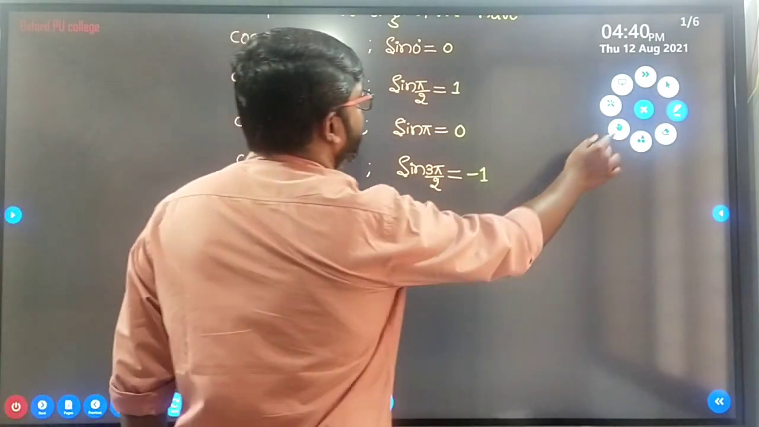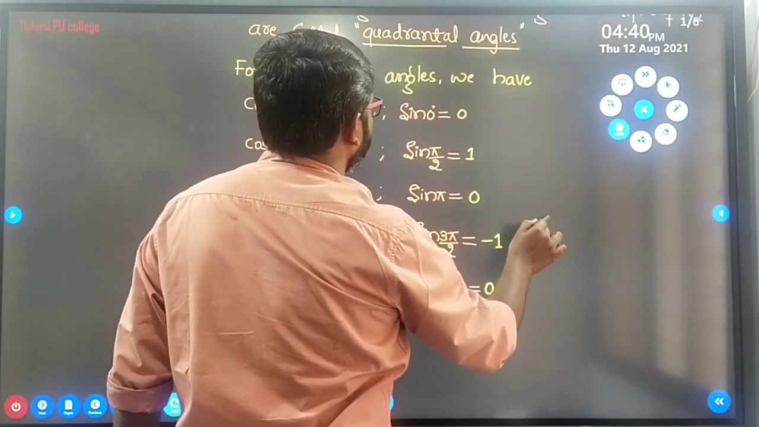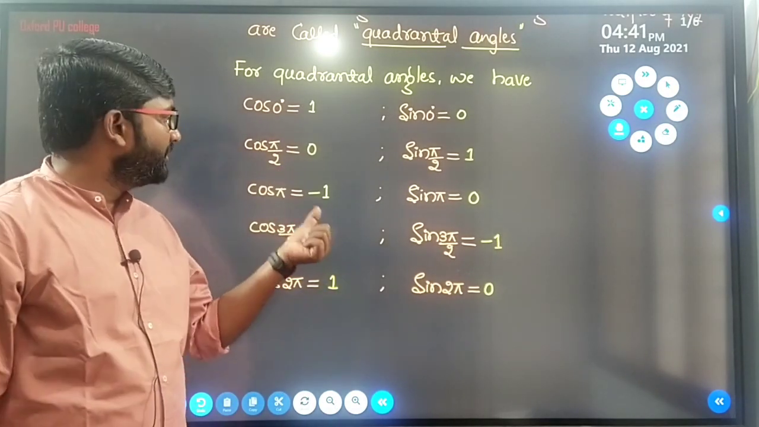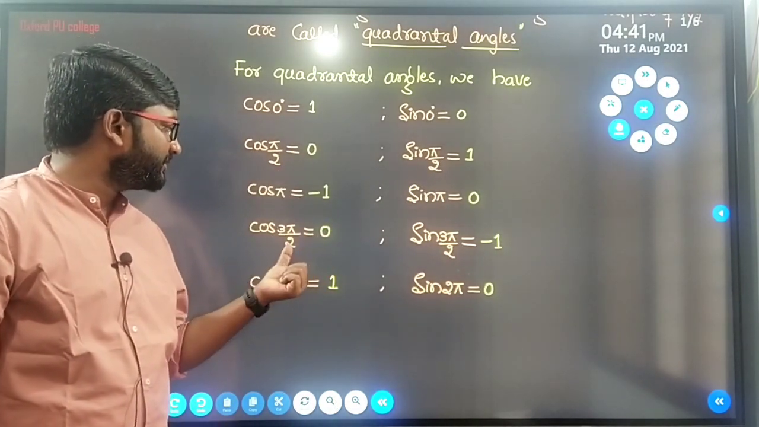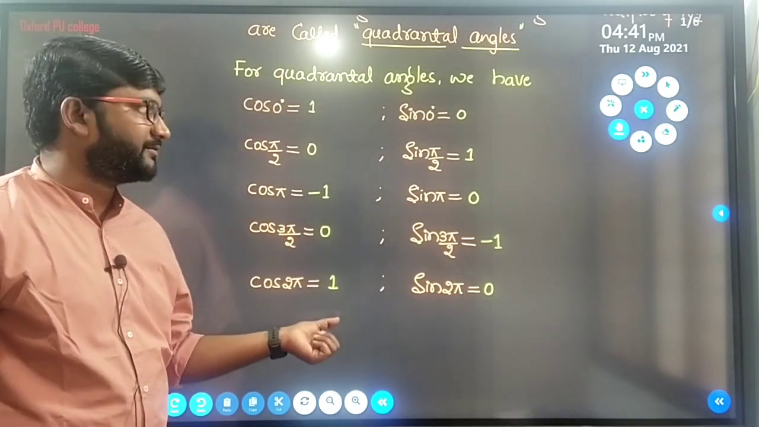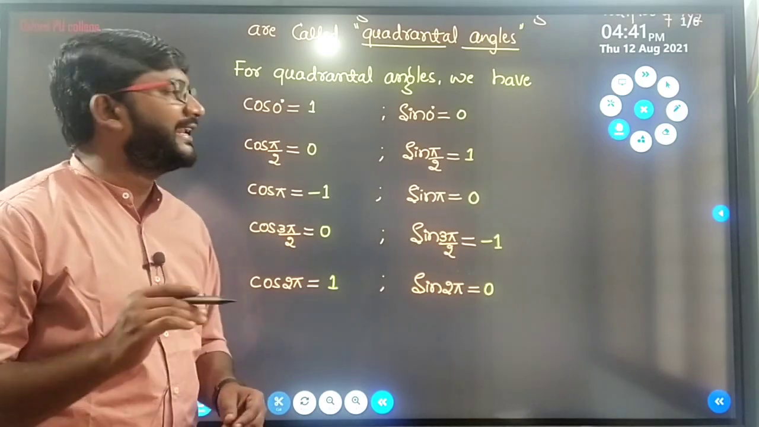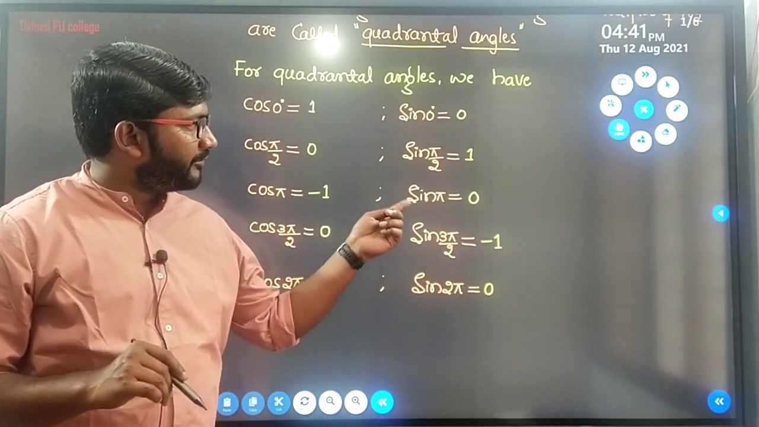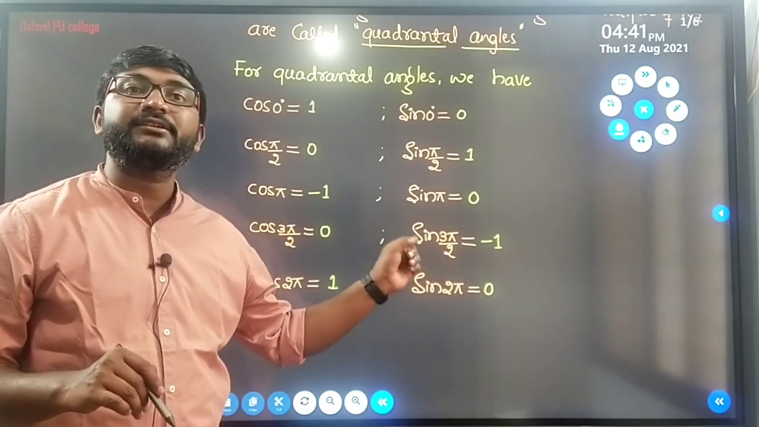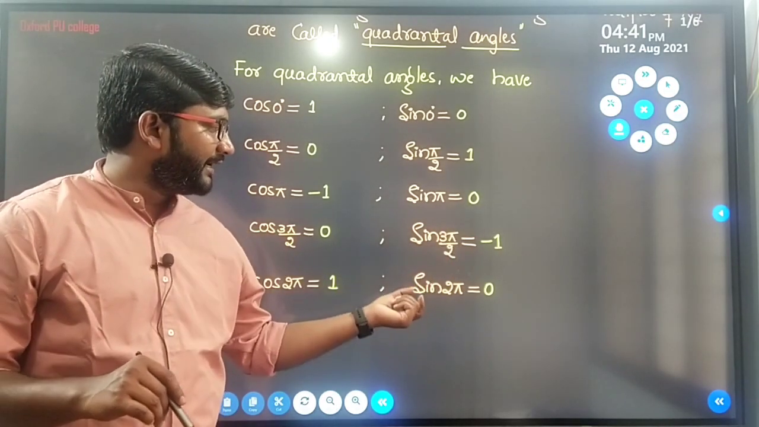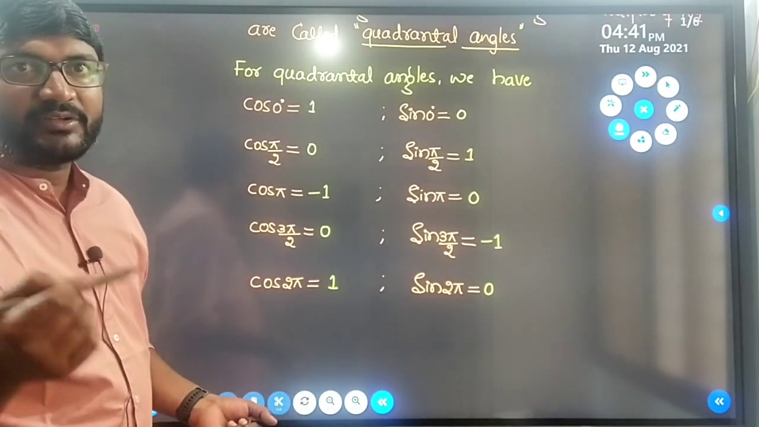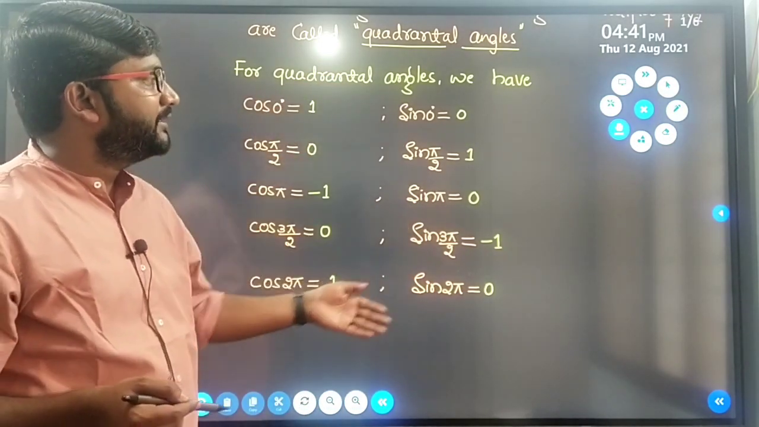So these are some of the standard values you will have to remember. Cos 0 it is 1, cos 90 it is 0, cos 180 it is minus 1, whereas cos 270 it is 0, and cos 2 pi it is plus 1, and sin 0 it is 0, sin 90 it is 1, sin 180 that is sin pi it will be 0, and sin 3 pi by 2 or sin 270 degree it is minus 1, and sin 360 degree or 2 pi radian value it will be 0. I hope you understood how we have got all these values.